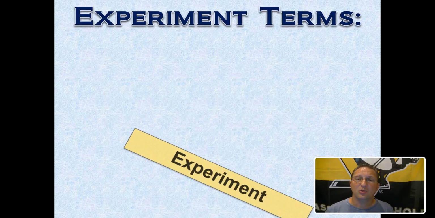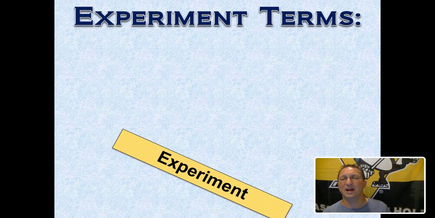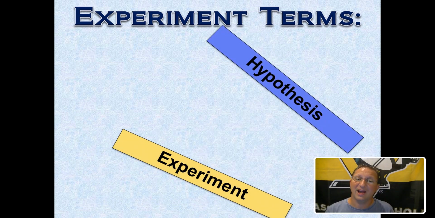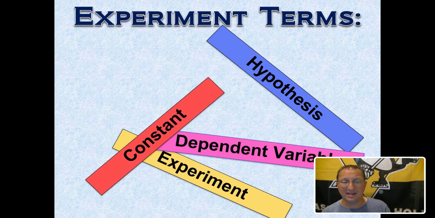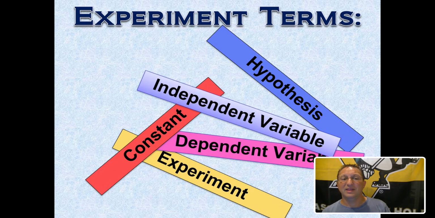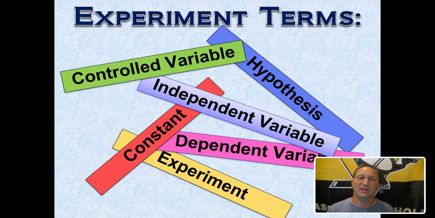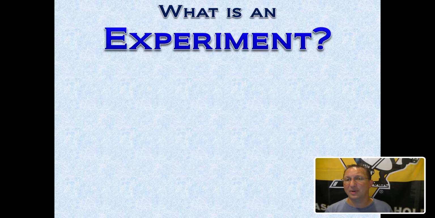Okay? So what are the terms that deal with this experiment phase or this testing phase? Obviously, we have the experiment itself. We have what a hypothesis is. We sort of went over that a little bit before. We have the dependent variable and the constant, the independent variable, and then the controlled variable. So we've got all these terms we have to understand before we can put it all together to make a valid experiment.